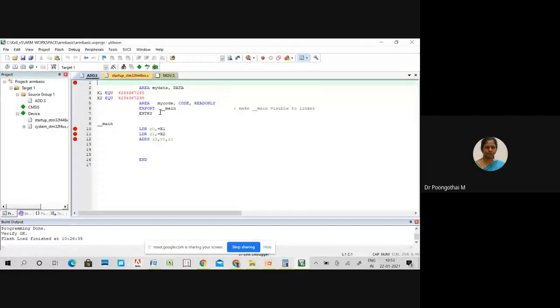So I'm going to demonstrate this program. The aim of the program is to get the input data from the data section using the LDR instruction. Okay.